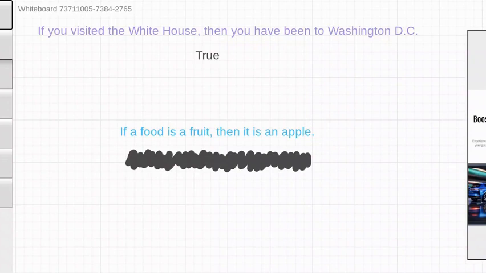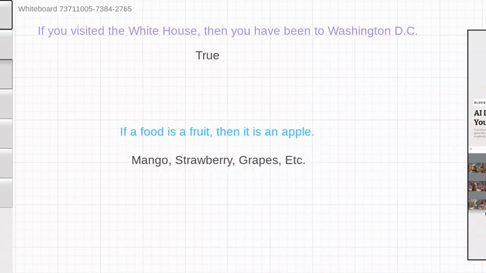Alright, well, it's really saying if a food is a fruit. So if a food means if any food, just any food in particular, is a fruit, then it is an apple. And that's incorrect because there are other fruits like mangoes, strawberries, grapes, etc.